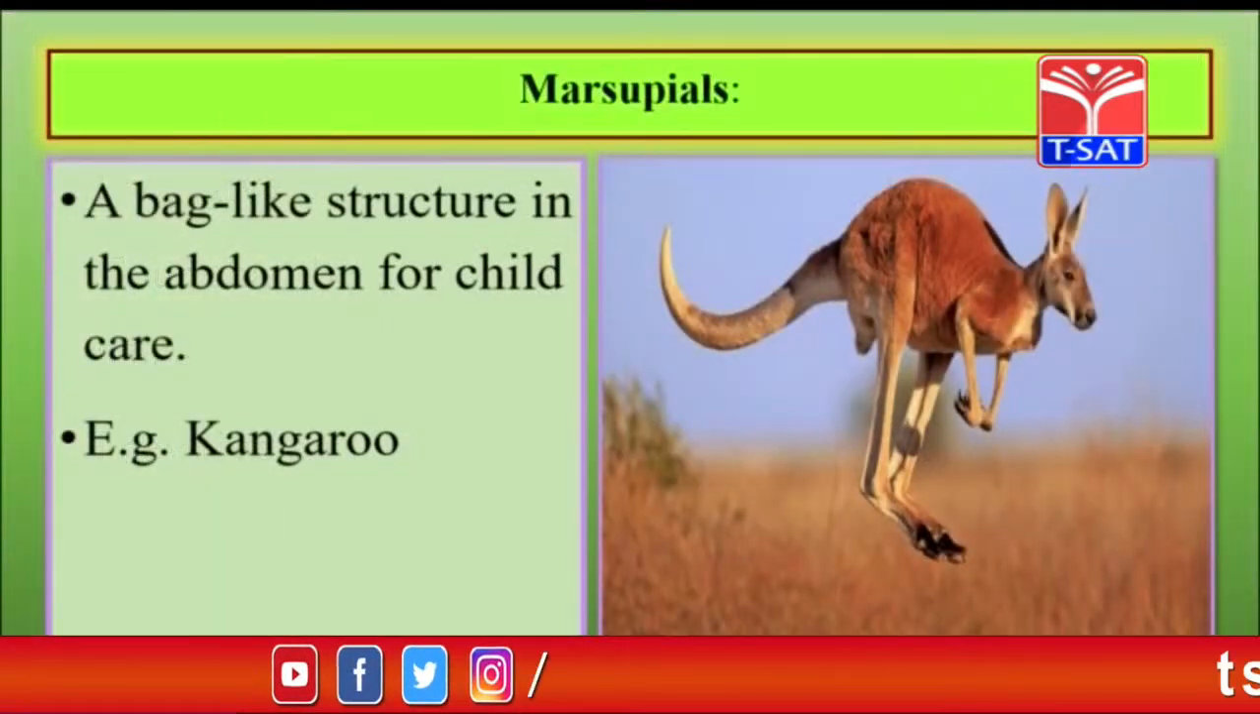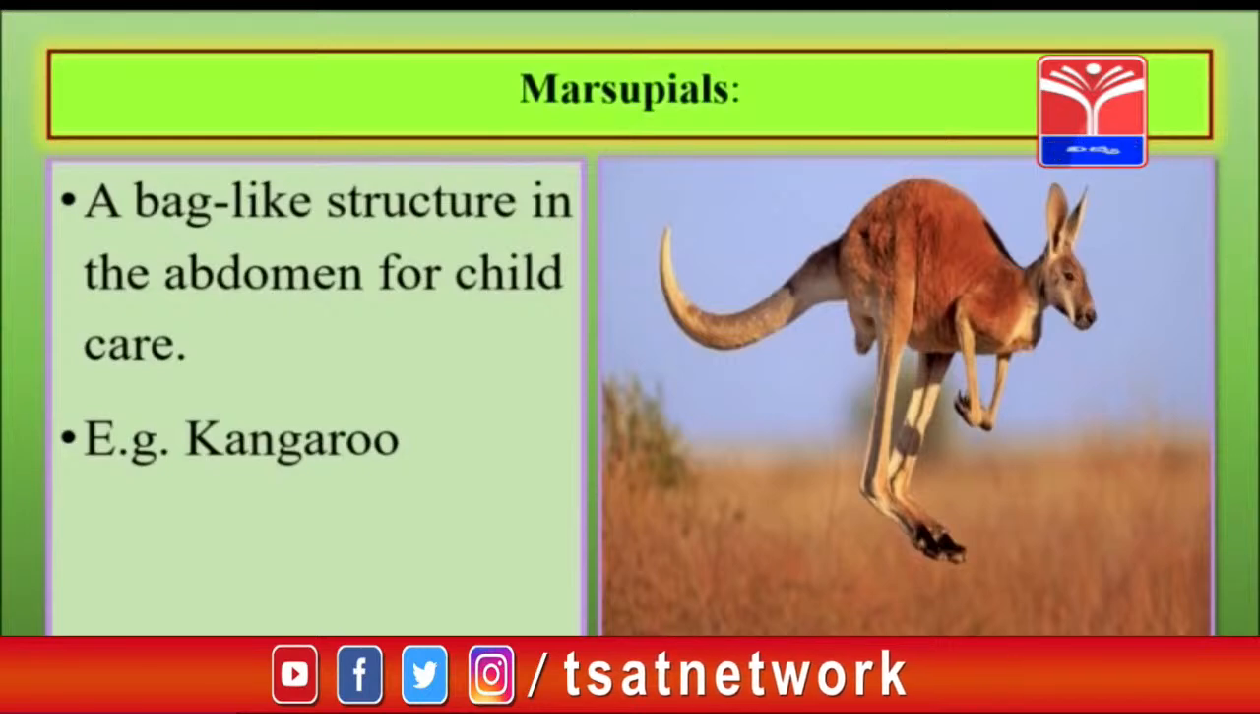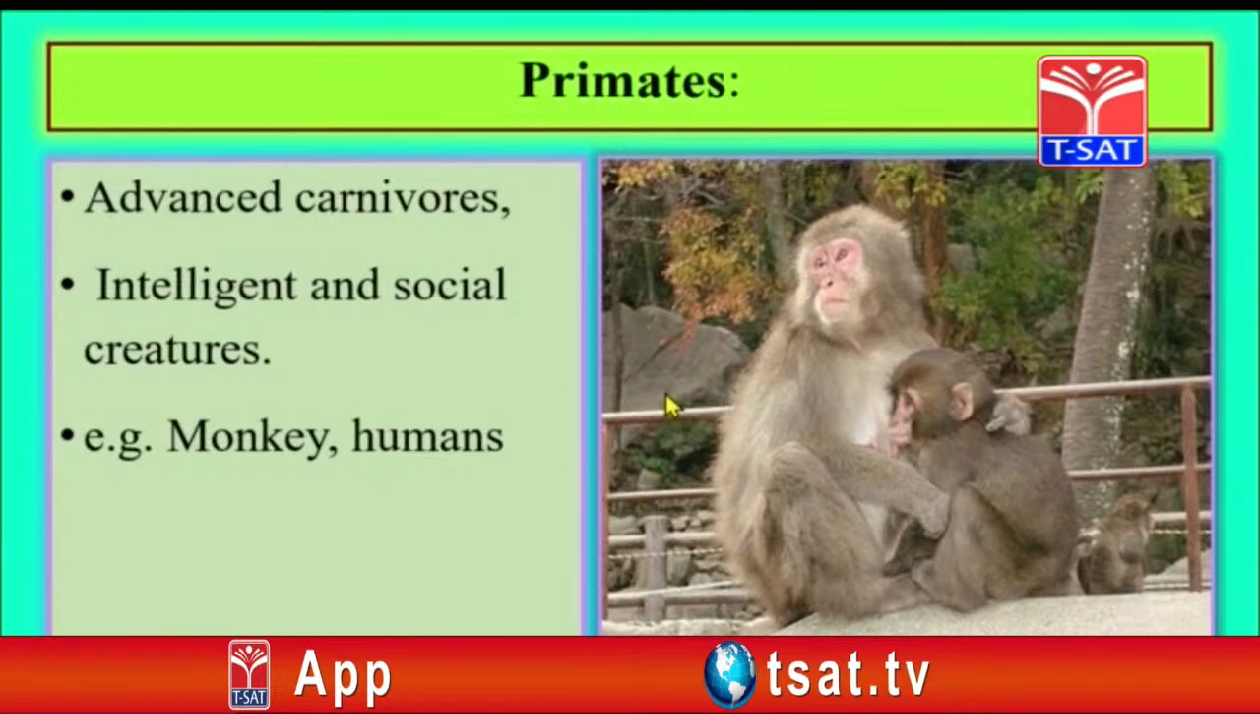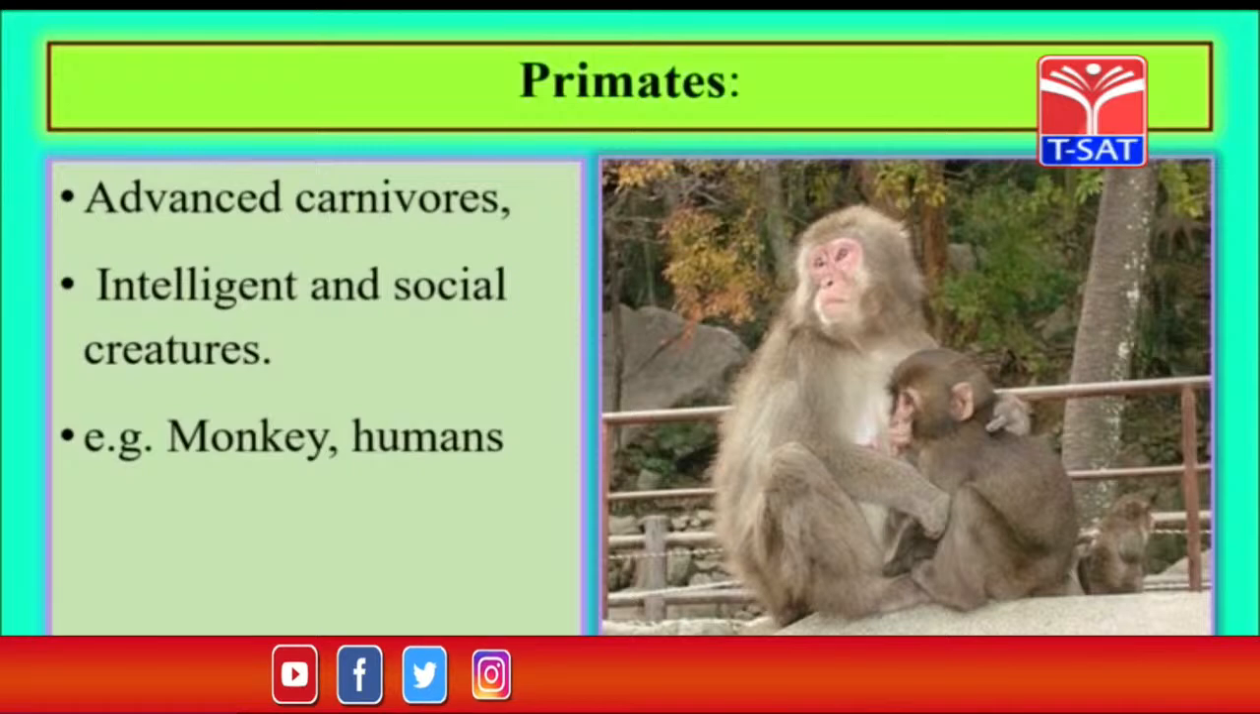Marsupials. Children, you might have seen the kangaroos. A bag-like structure is present in their abdomen for child care. Example, kangaroo. Primates are advanced carnivores. They are intelligent and social creatures. Example, monkey and humans.